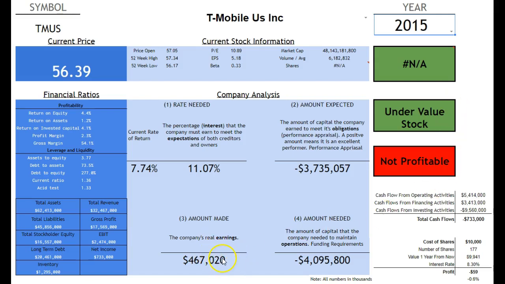Again, they had real earnings, negative here, negative here.